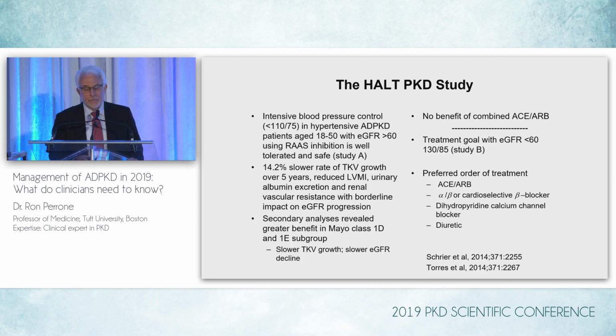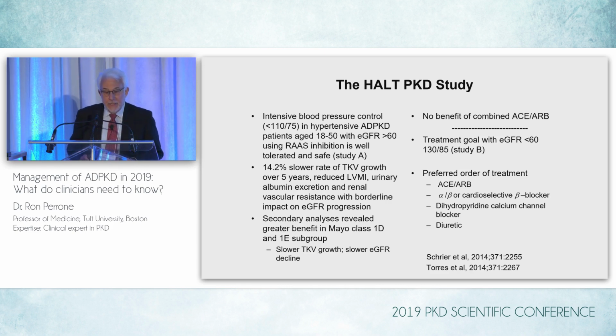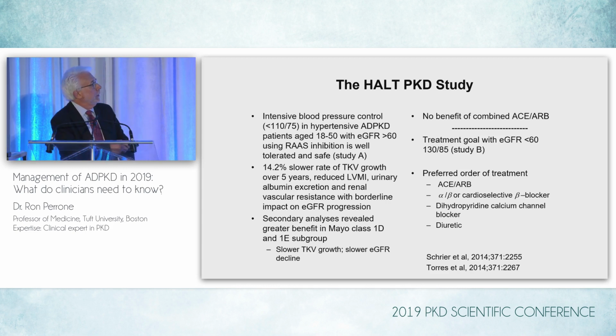The HALT study had two interventions. HALT study A had two interventions, intensive blood pressure control and combined ACE and ARB together. And the intensive blood pressure control, that is less than 110/75, in hypertensive individuals who were younger, the ages 18 to 50, with preserved eGFR greater than 60, was well tolerated and safe, and slowed the rate of growth of kidneys by 14.2% over 5 years, reduced left ventricular mass index, reduced urinary albumin excretion and renal vascular resistance, and there was a borderline benefit on eGFR progression.